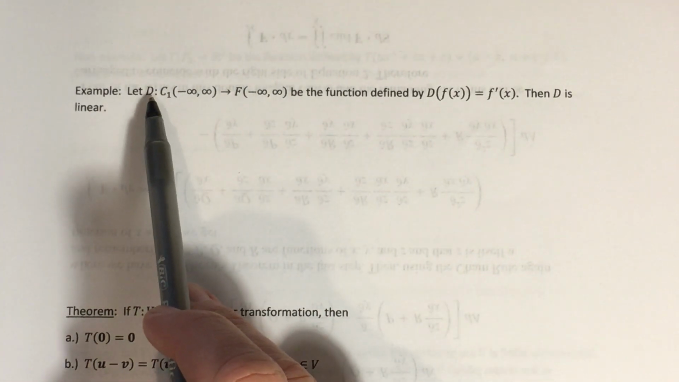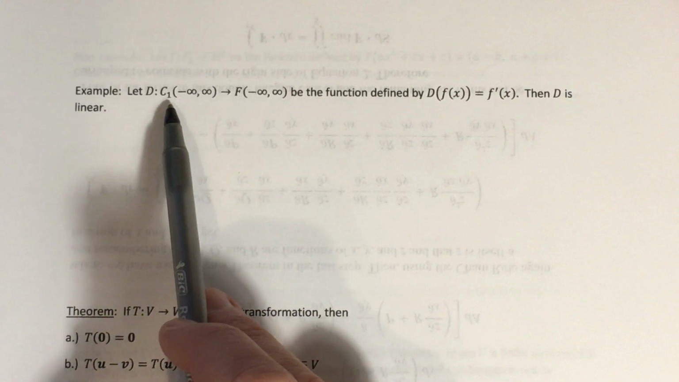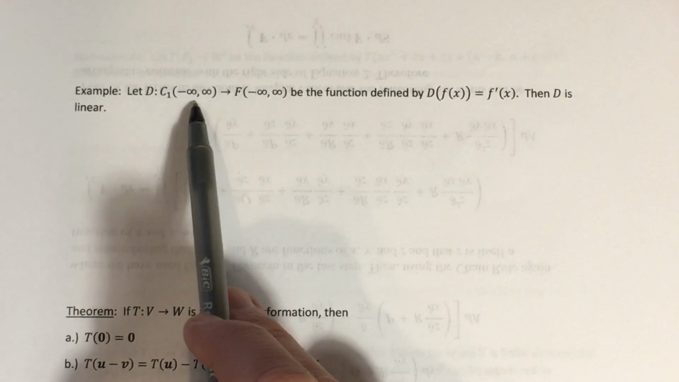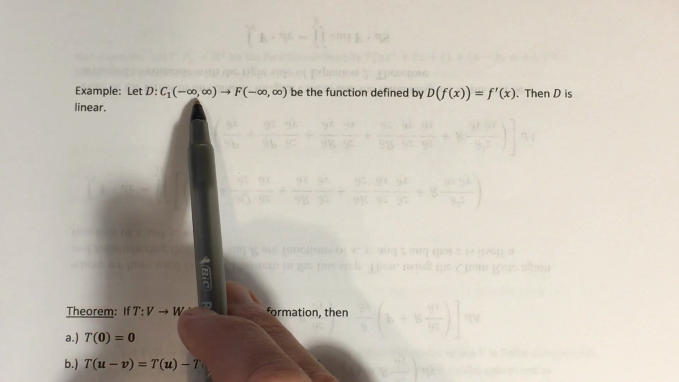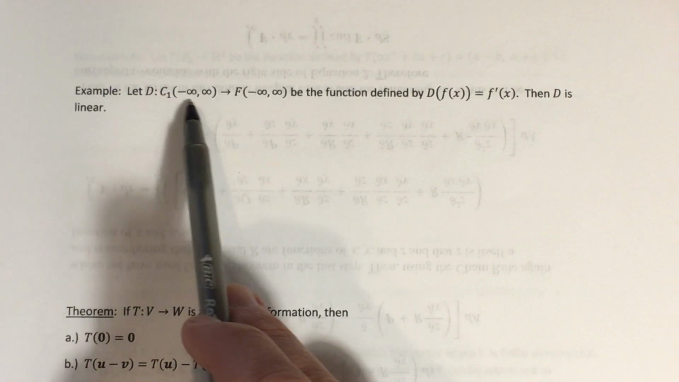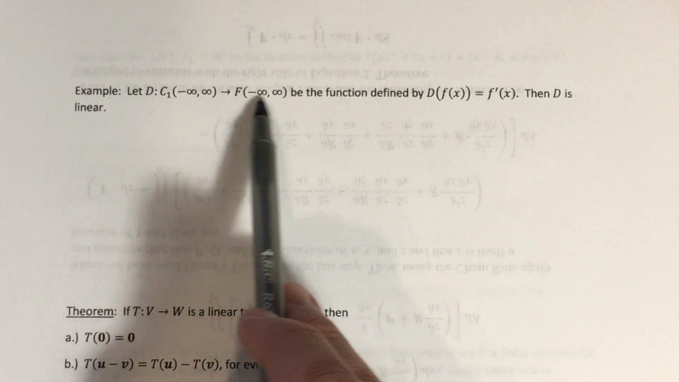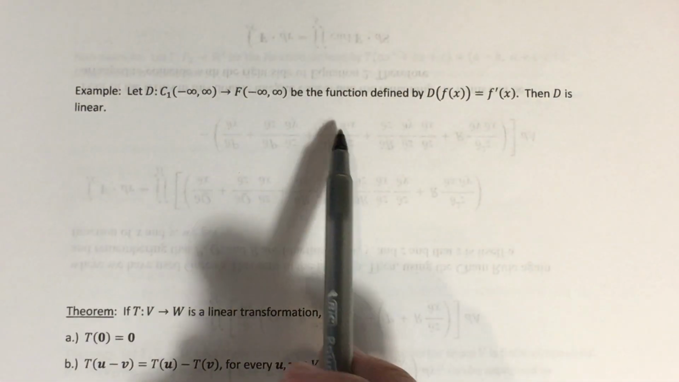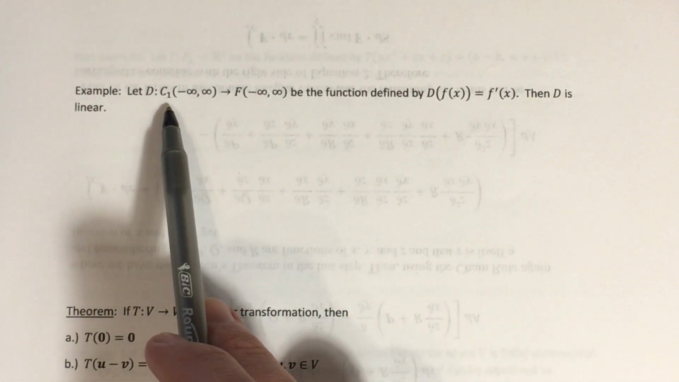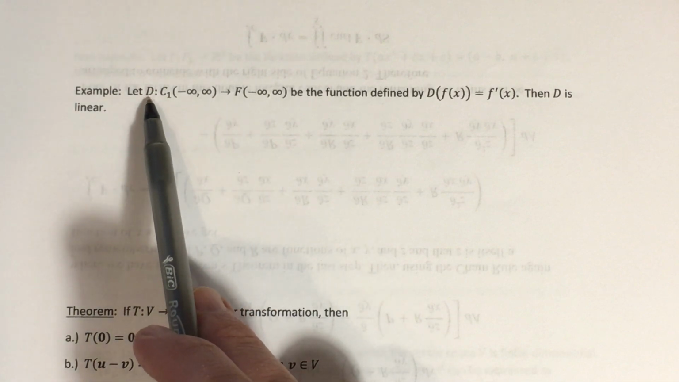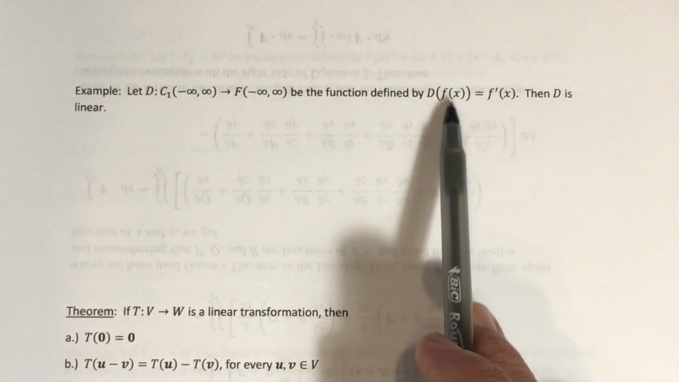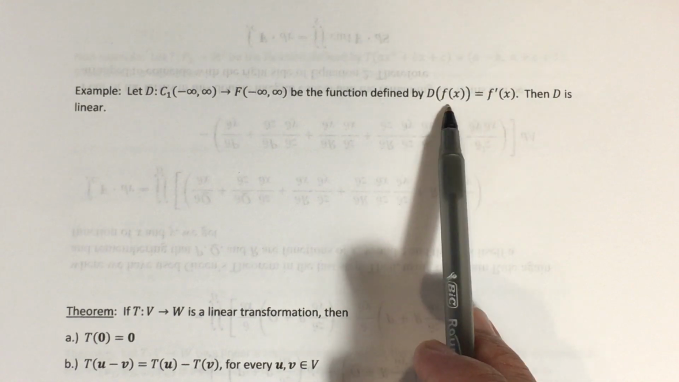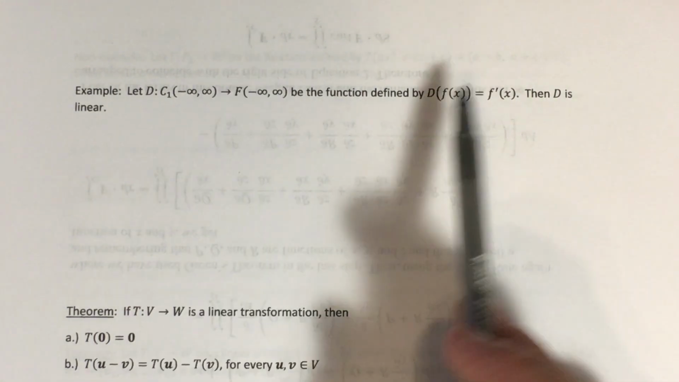This one, we call capital D because it stands for derivative. So remember C1 of negative infinity to infinity. What this means is it's the vector space of all continuously differentiable functions defined everywhere on the real line. And it's going to be mapped into the set of all functions that are defined everywhere, whether or not they're differentiable. This is a really important thing to kind of wrap your mind around. This linear transformation D is a function, but its inputs are also functions. So it's a function that has other functions as inputs. These types of things are really important in a number of areas of math.